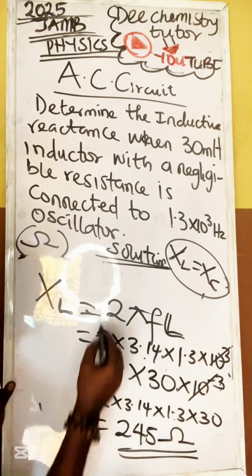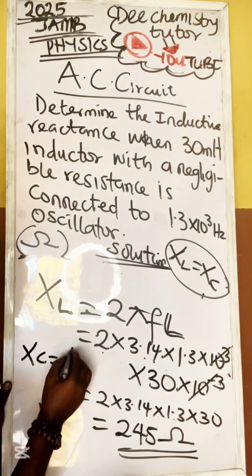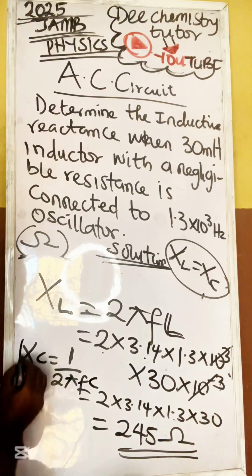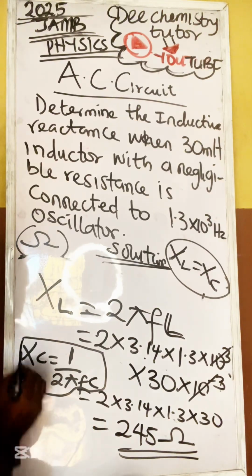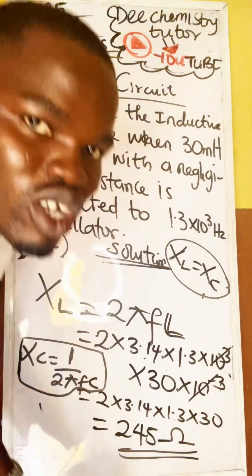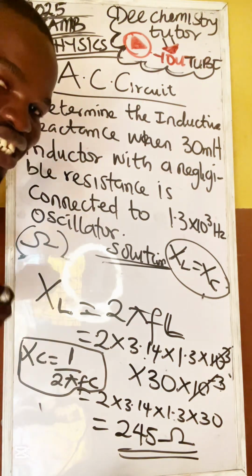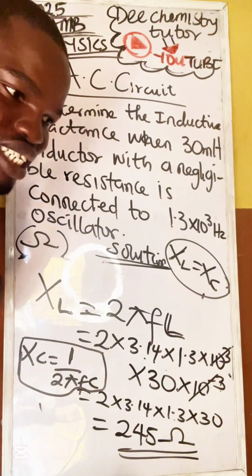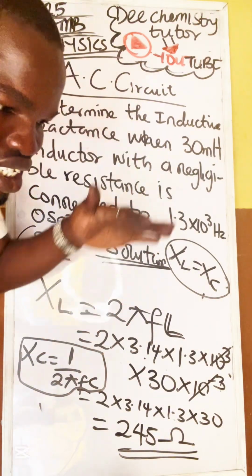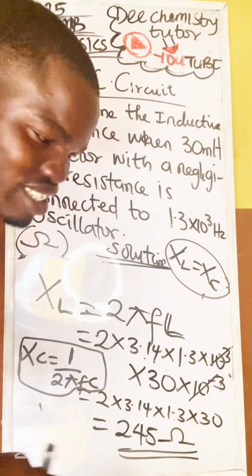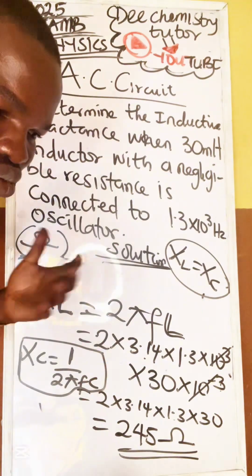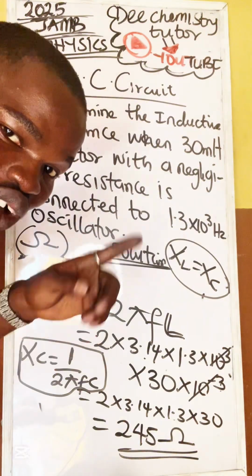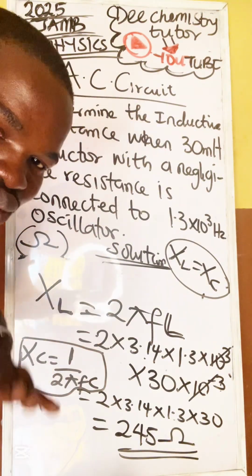Now let me just tell you, XC, the capacitive reactance, the formula is 1 over 2 pi f C. Just take note of that so that you don't miss it. So now I will give you your question to solve. Don't worry, in my next video, I'm going to explain in detail what alternating current cycle is all about: the peak current, the peak voltage, the concept of lag and lead, all of those, and the resonant frequency formula, 1 over 2 pi square root of LC. Don't worry, I caught you.